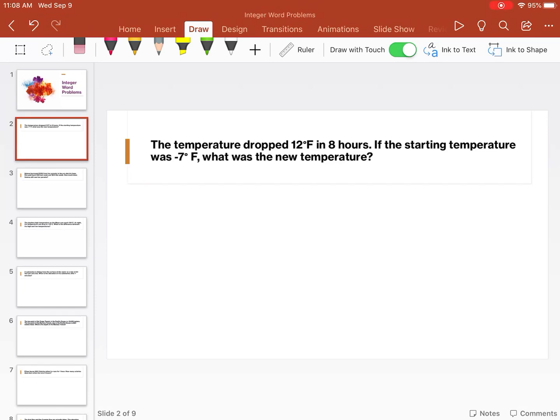So I sometimes like to put little negative or positive signs, or addition or subtraction signs, operation signs, whatever, above the words just to help me. So the temperature dropped, that's a minus or a negative idea. I'm going to start with the starting temperature. That seems to make sense. So I'm going to start with my -7 degrees. That's where it started. It dropped, so subtracted. It went down, 12 degrees. So that's what my expression should look like.